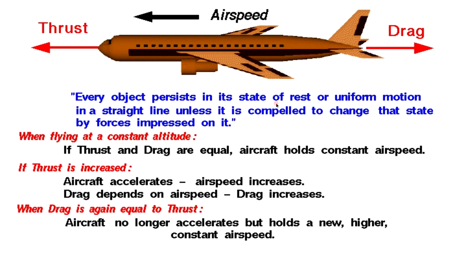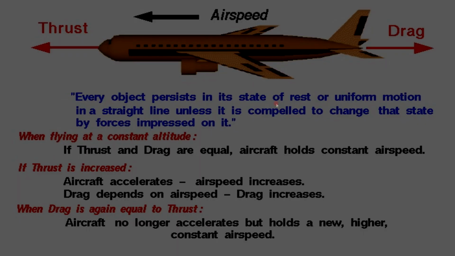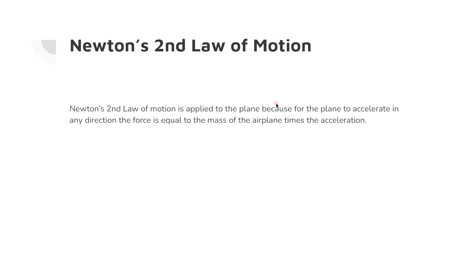So when an airplane is flying at a constant altitude, if the thrust and drag are equal, the aircraft holds a constant airspeed. If the thrust is increased, the aircraft accelerates and the airspeed increases. Drag depends on airspeed, so if the thrust is increased, the drag increases, and if the thrust is decreased, the drag decreases. When drag is again equal to thrust, the aircraft no longer accelerates but holds a new, higher, constant airspeed.